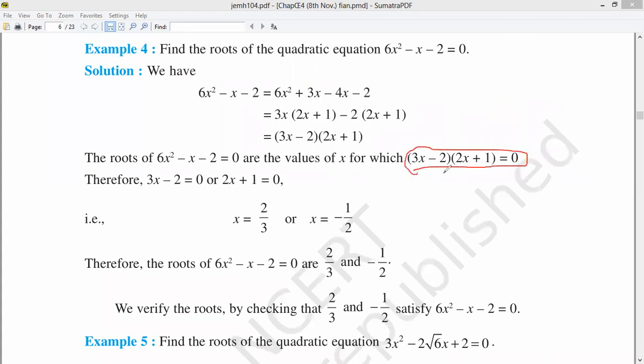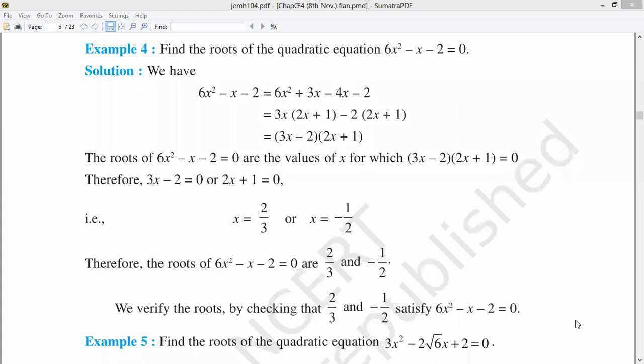And this is the product of two functions. The first function is 3x minus 2 and the second function is 2x plus 1. When 3x minus 2 is equal to 0, the value of x is 2 upon 3. And if 2x plus 1 is equal to 0, then the value of x is minus 1 upon 2. So these are the two roots of this equation: 2 upon 3 and minus 1 upon 2.